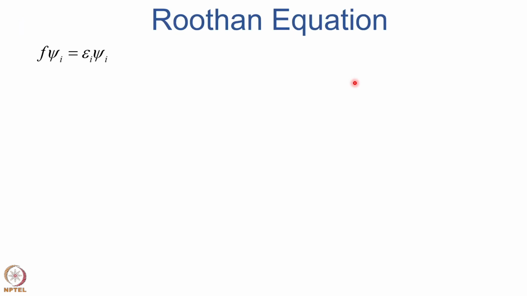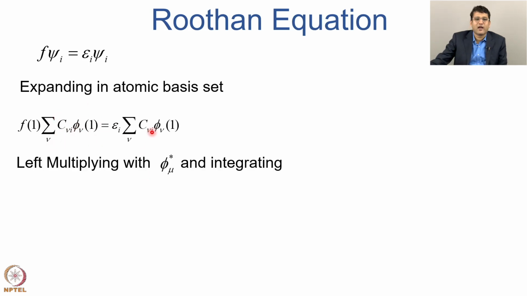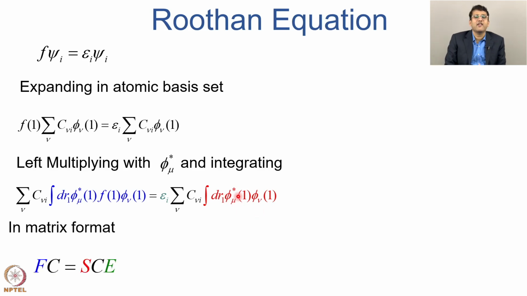So now this was my original Hartree-Fock equation. I expand the psi i in terms of atomic orbitals as a linear combination, C nu i phi nu, and epsilon i C nu i phi nu. I left multiply with another set of atom-centered basis functions, phi mu star, and integrate out. So you see the indices, I have mu and nu here, and similarly here I have mu nu. If I write it in a matrix format, this will look like FC equals SCE.